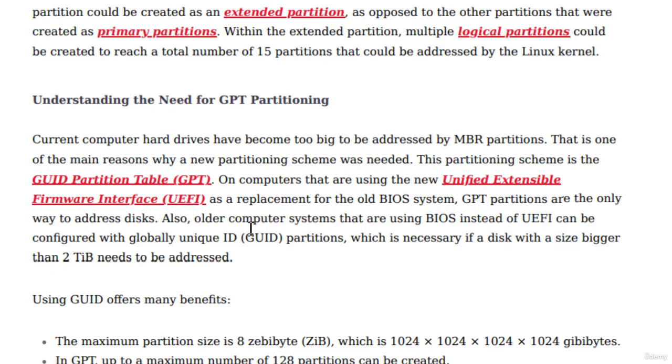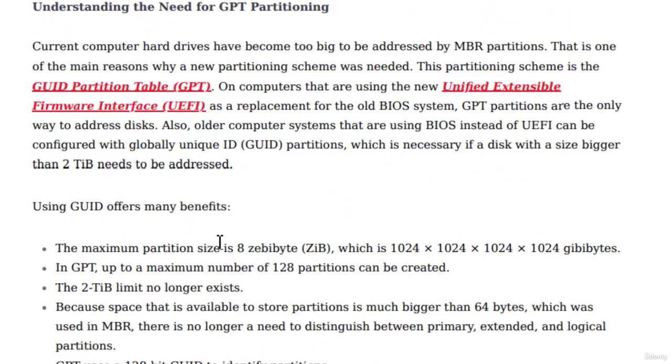I am discussing the GUID Partition Table, or the GPT. So what is the benefit of the GUID Partition Table? Here you need to understand why we need to use GPT over MBR. MBR is old and does not support so many things.